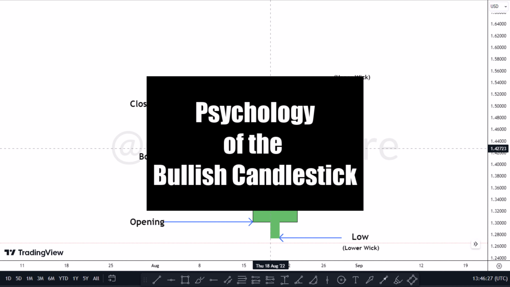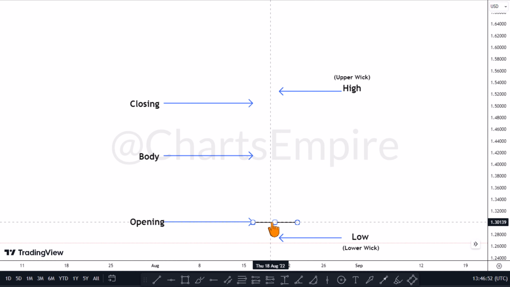Now, let's delve into the psychological analysis of the bullish candlestick. As we can see, the market opened at a price level on the chart.